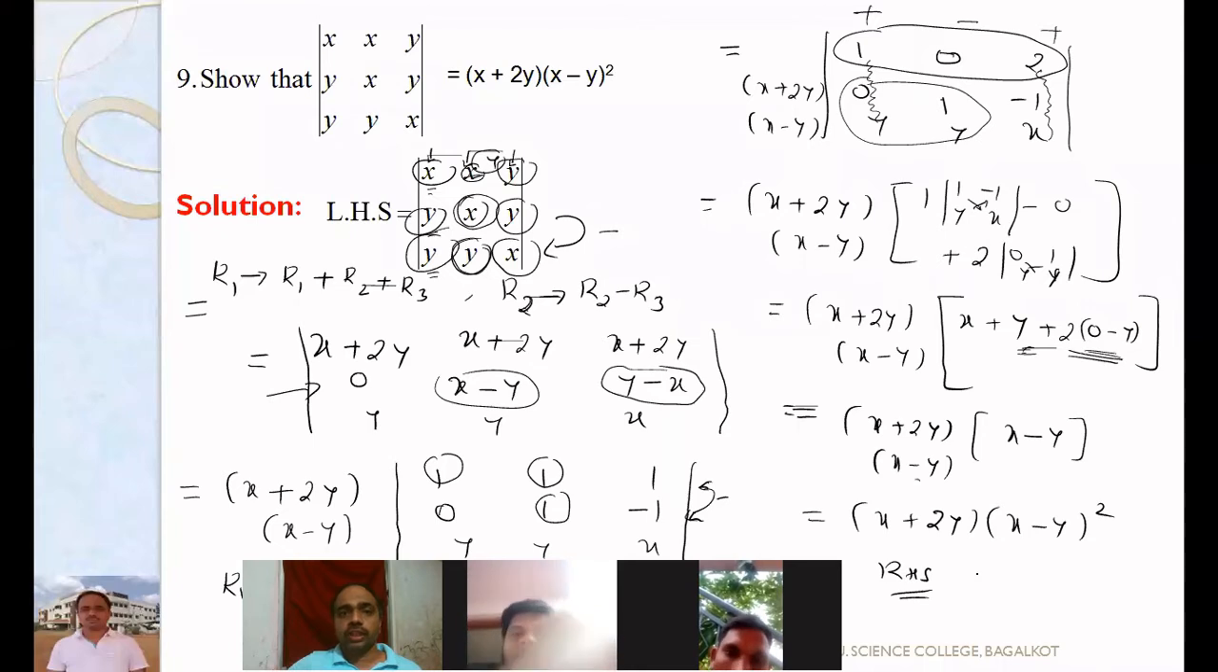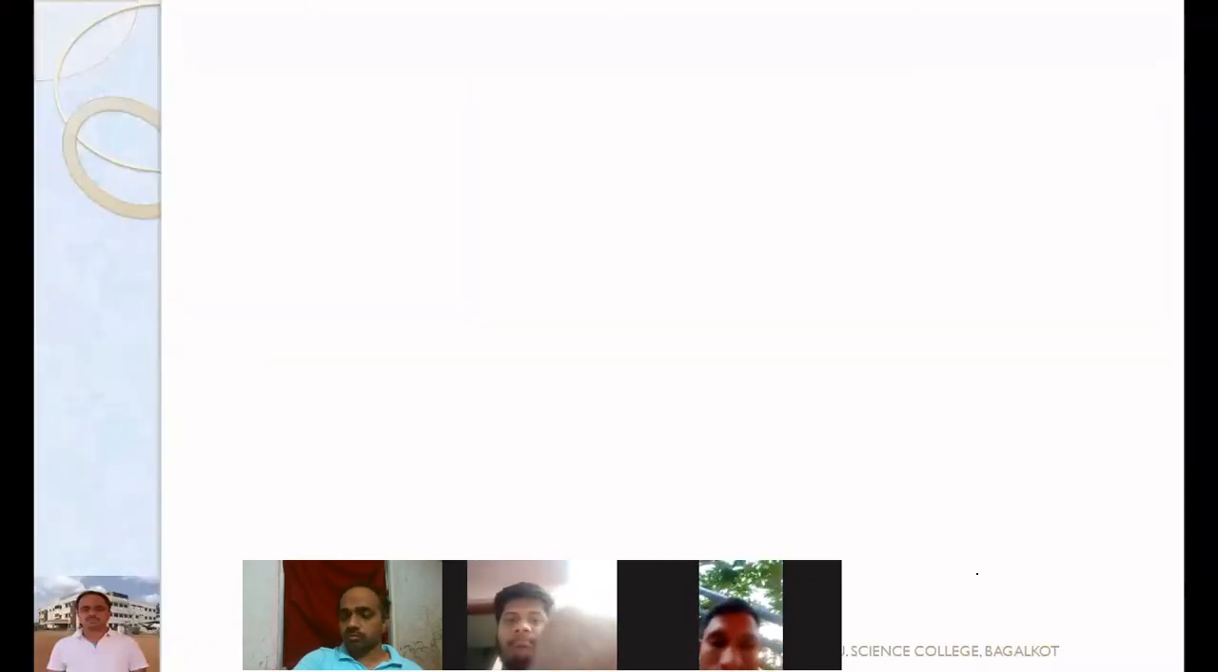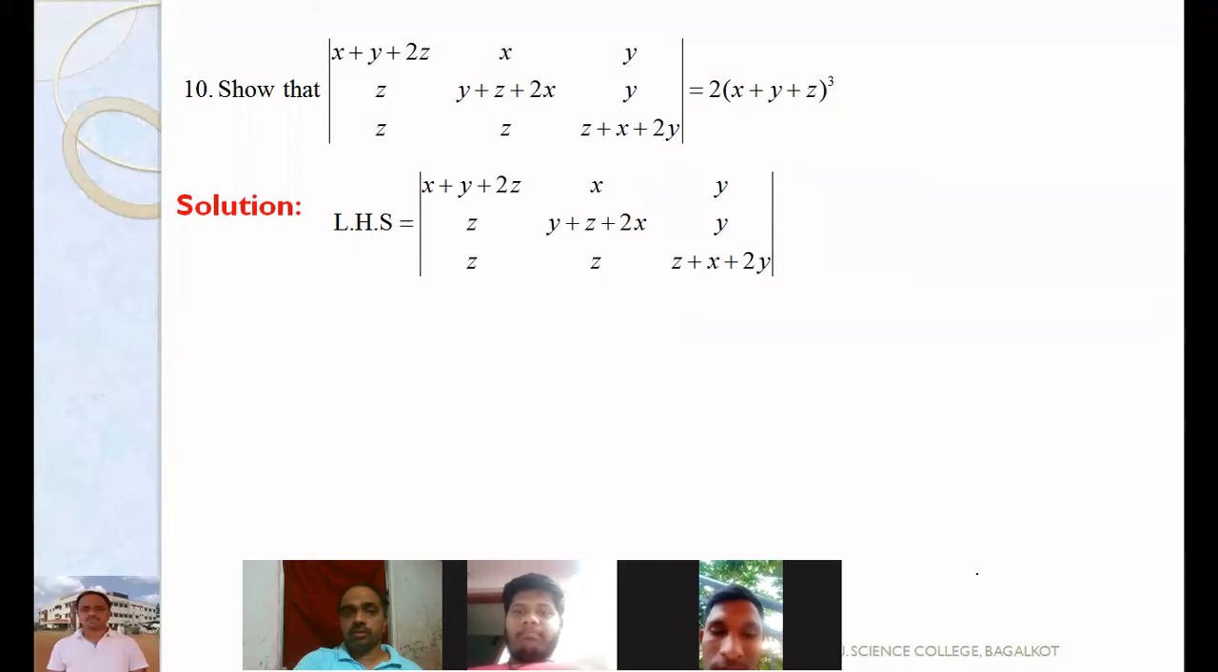Okay. We'll go to the next question. Yes, this is a very interesting question. Show that the determinant with rows x plus y plus 2z, x, y; z, y plus z plus 2x, y; z, z, z plus x plus 2y is equal to 2 into bracket x plus y plus z the whole cube. Yes, how will you do this?